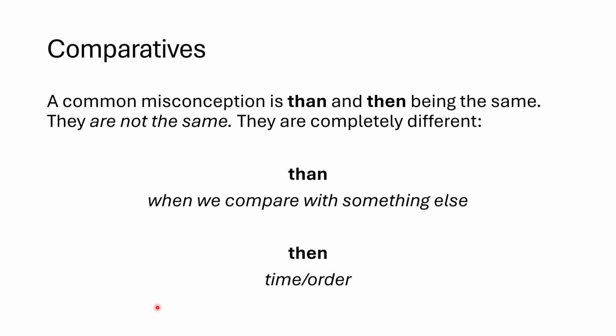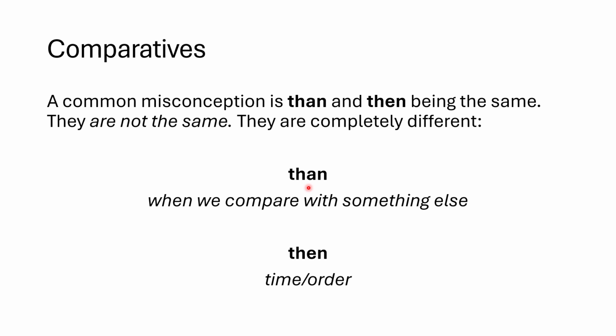A common misconception is than and then being the same. They are not the same. They are completely different. Than is used when we compare with something else. Then is used for time and order. They are pronounced differently too.